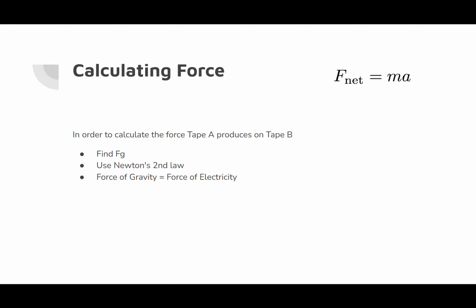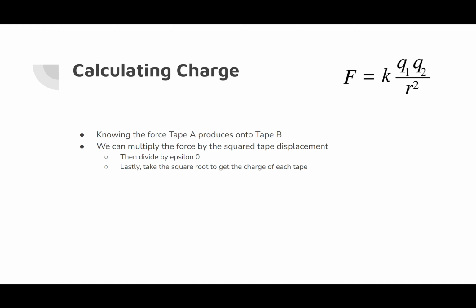Calculating the force of electricity that tape A produces on tape B, we're considering tape B to be the system, so it has 2 forces, electricity and gravity. First, we found the force of gravity on tape B using its mass and the universal gravity, negative 9.81 meters per second squared. And then we used Newton's second law, knowing it's in static equilibrium, and we just took the negative of the force of electricity. The magnitude of the force of gravity is equal to the magnitude of the force of electricity.